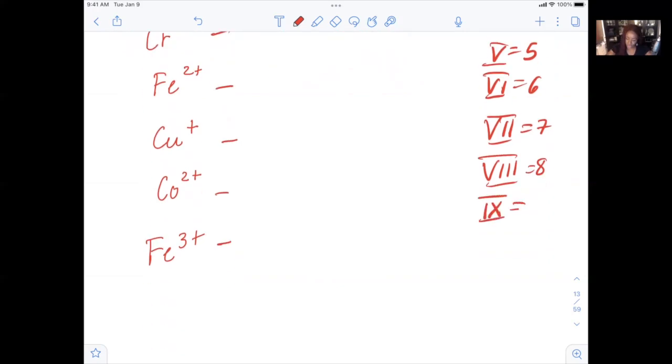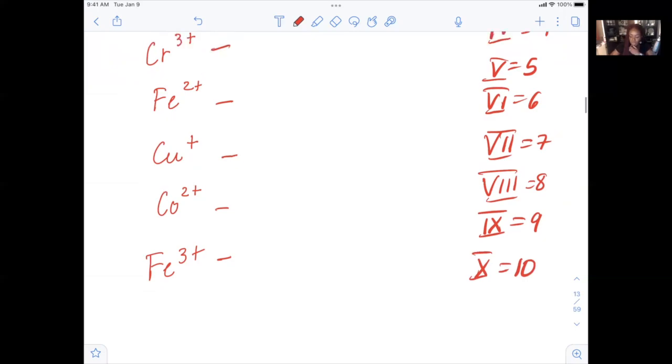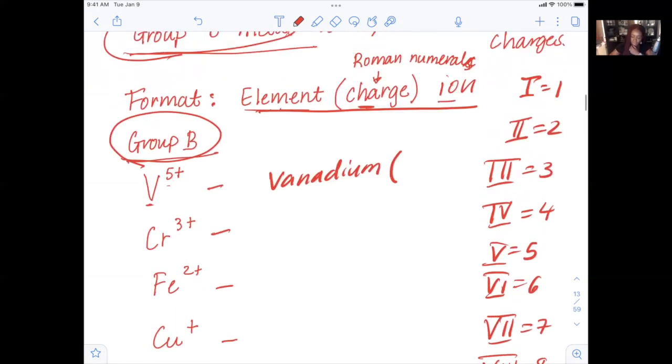IX stands for 9. Of course, you all know iPhone X, right? iPhone 10. They kind of say that back in their retro. This stands for 10, right? Anyway, you want to know these Roman numbers because when you're writing the numbers of the charge in parentheses, you have to use Roman numbers.